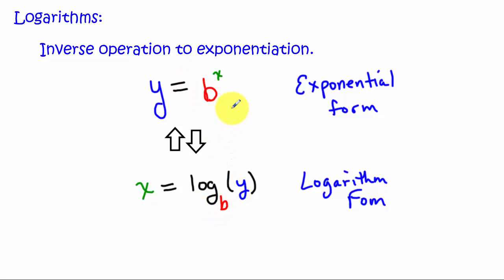When we do the inverse operations, the exponent will move over here, and the y will become the variable in the log function. So it's kind of a crisscross: the x's change places, and the y's change places. The bases stay the same. You're going to want to get good at converting in both directions to solve problems. So let's practice that.